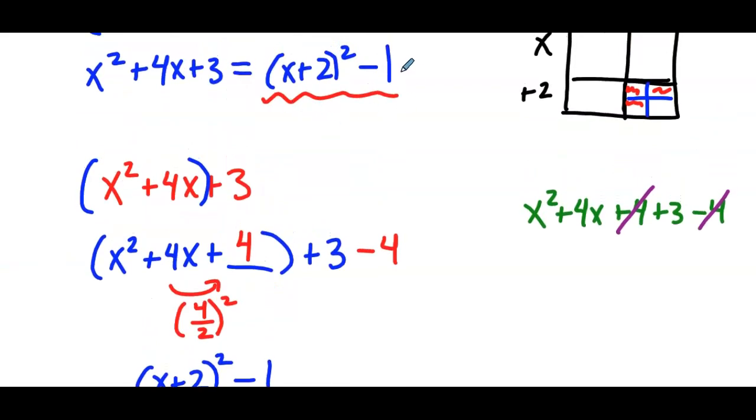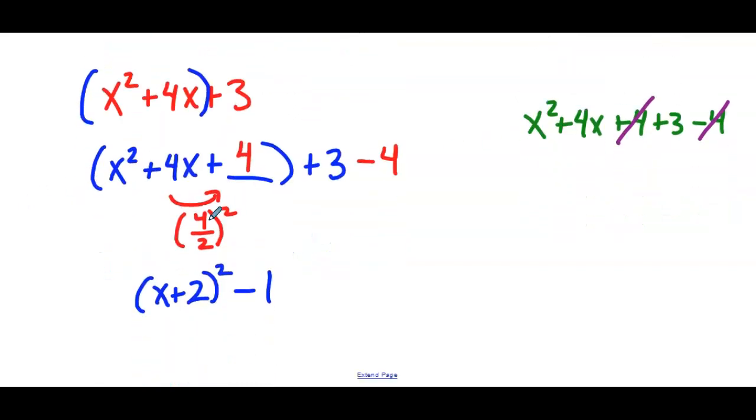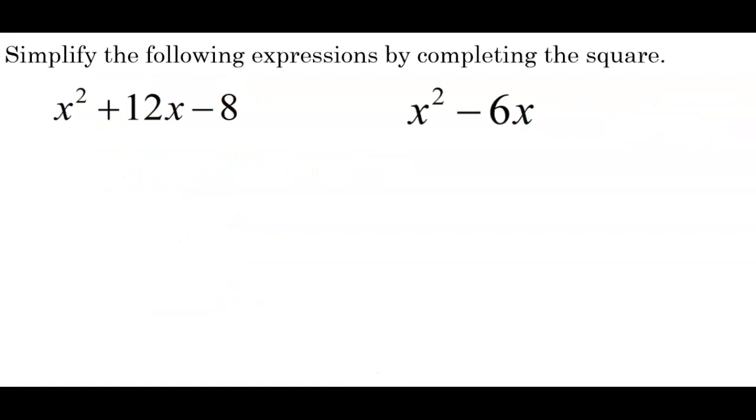Geometrically, that's exactly what we said x squared plus 4x plus 3 should be equal to. Right? It's the area of the square minus one of those little blocks. And we showed that algebraically, it is (x plus 2) quantity squared minus 1. So simplify the following expressions by completing the square.